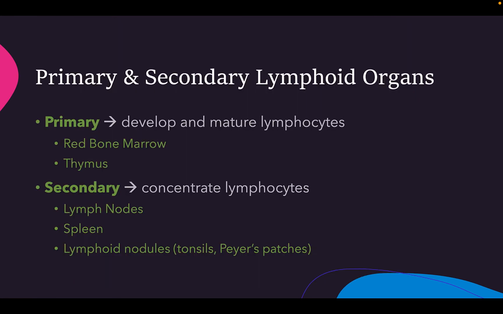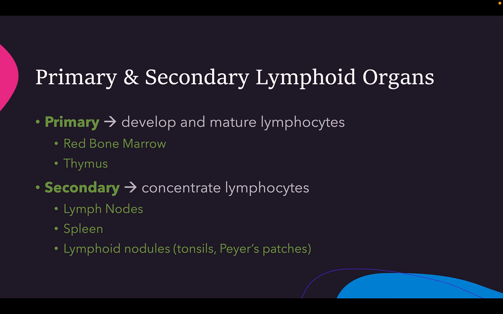And then now we can talk about some of the organs involved in the lymph system. So designating between the two types, we have primary and secondary lymphoid organs. Primary develop and mature lymphocytes. So this will be your red bone marrow and your thymus. And thymus mostly is just during childhood. And then your secondary lymphoid organs are going to concentrate these lymphocytes. And so they'll already be mature at this point. But this will be like your lymph nodes, your spleen, your lymphoid nodules like your tonsils and Peyer's patches.